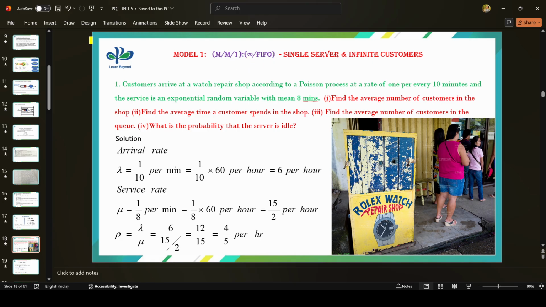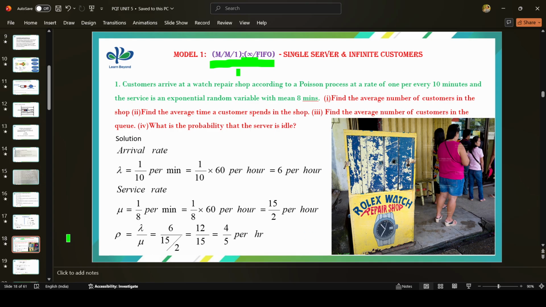And infinity represents how many customers are arriving for that shop. Normally we don't know how many customers there are per day, so in general we will take it as infinite customers. To solve this first model, M/M/1/infinity/FIFO, we need some basic formulas.